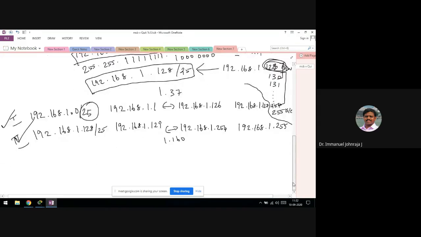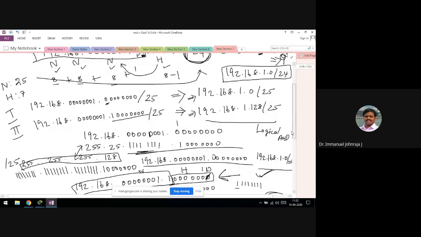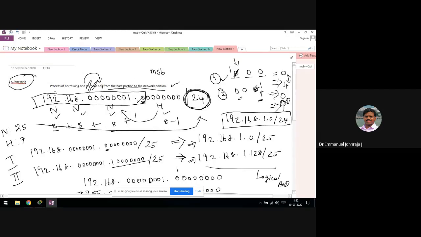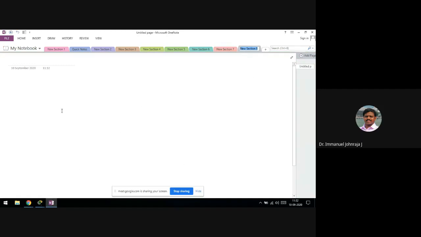Okay, so now we go back to our actual story, where the actual statement said the process of borrowing one or more bits from the host portion to the network portion. So I take another page where I'll write what is the meaning of one or more. I write the same example so that you will follow the story clearly: 192.168.1.0. Mask is 24. Now, instead of borrowing 1 bit, I'm going to borrow 3 bits.